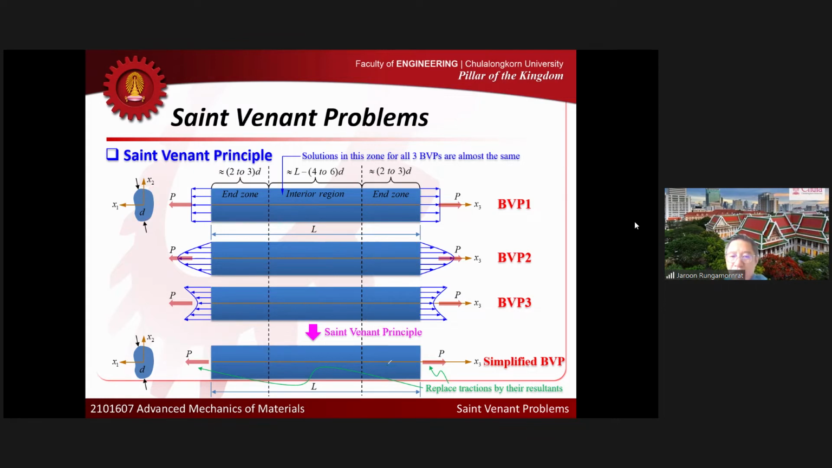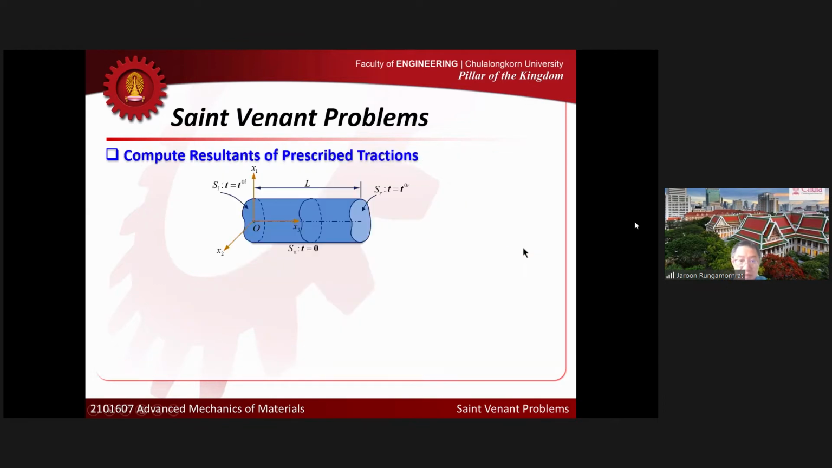If you don't have any question about this, let me move on to this one. Because I have to replace the detail of the traction by the net force and net moments, I need a way to convert the prescribed traction that we have at the left end and at the right end to the net force and moments.